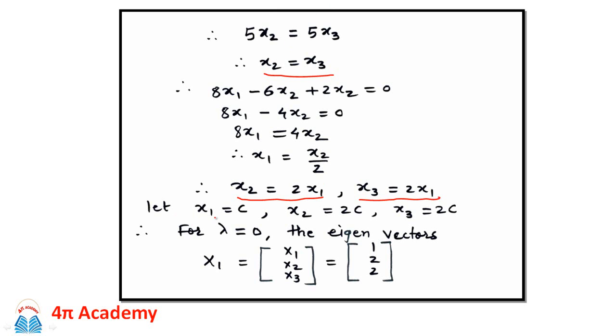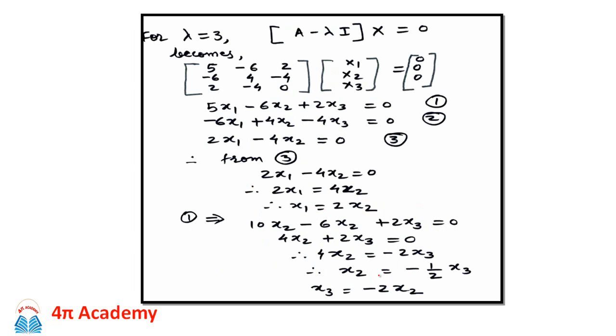So let us consider that x1 is equal to c. If x1 is equal to c, then x2 will be equal to 2 times c, and x3 is also equal to 2 times c. So for lambda equal to 0, the eigenvector x, that is x1 x2 x3, is equal to 1 2 2. Now let us find the eigenvectors for the eigenvalue lambda is equal to 3.